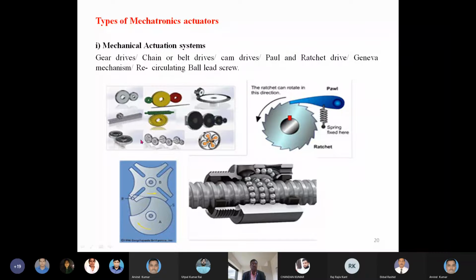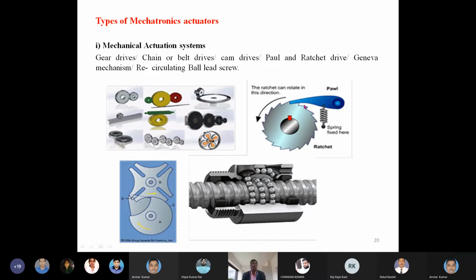So it is a gear transmission system. It may be a spur gear, helical gear, worm and worm wheel, or epicyclic gear train. So the input is given to one element and the output is generated. Okay, and this also may be a chain drive or cam drive, etc., which also comes under the mechanical transmission system. And this is a ratchet and pawl mechanism.